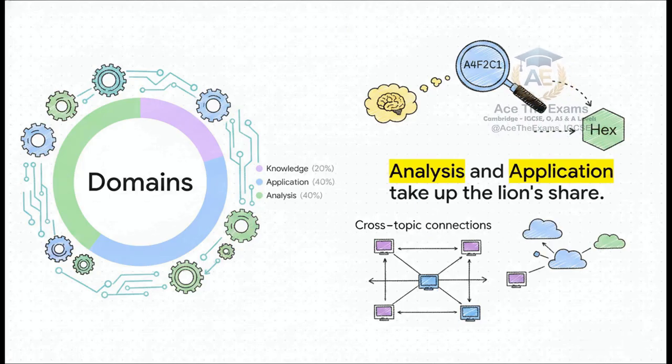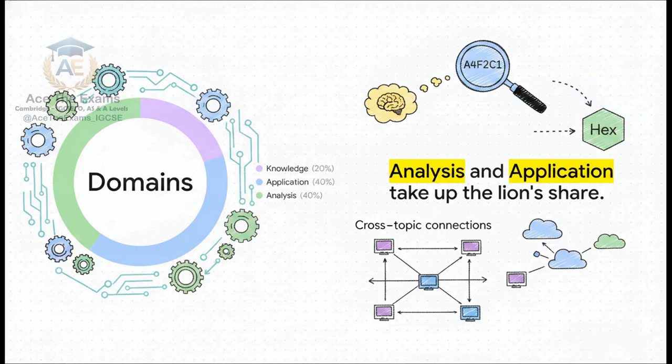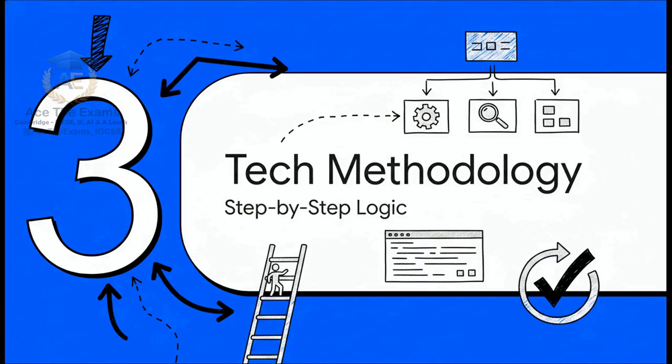This is where you need to implement the PEEL framework. Point, evidence, explanation, link. You make your point about hex, provide the technical evidence, explain the mechanism, and link it back to the specific scenario. You need to show the examiner you understand why the computer architecture requires this data structure, not just how to do the math. Section 3, the technical methodology.